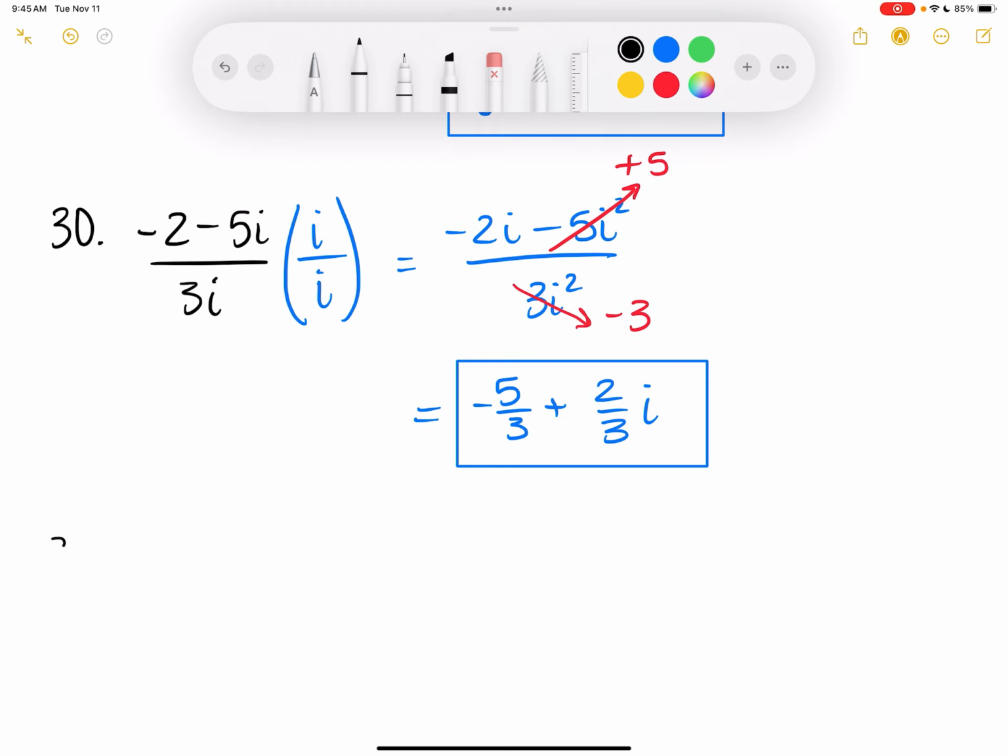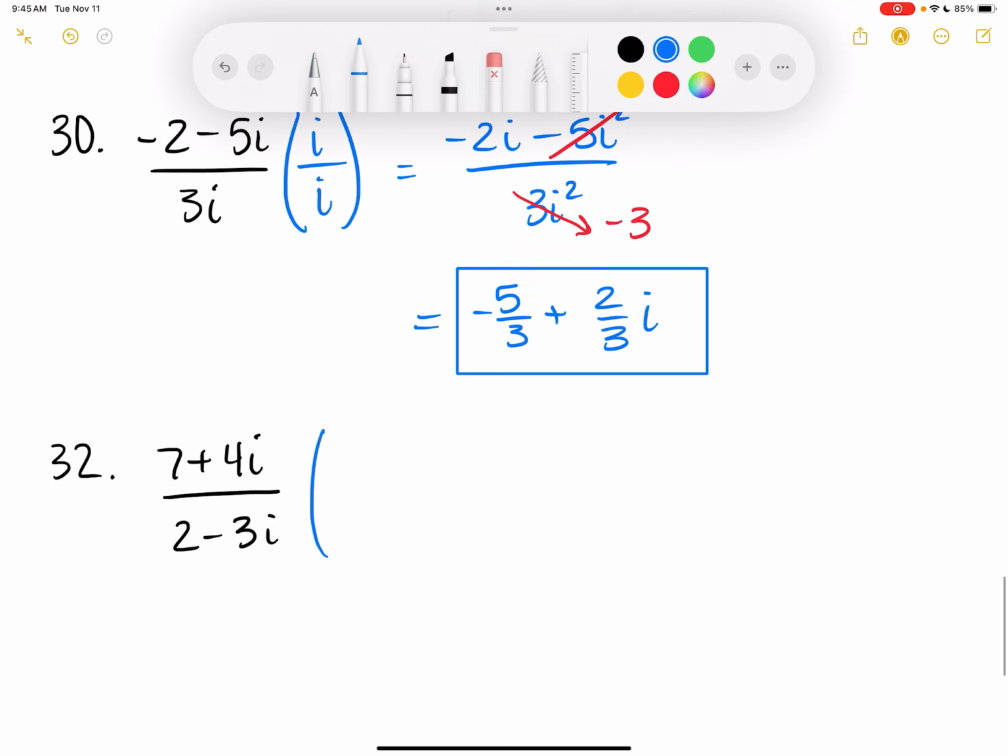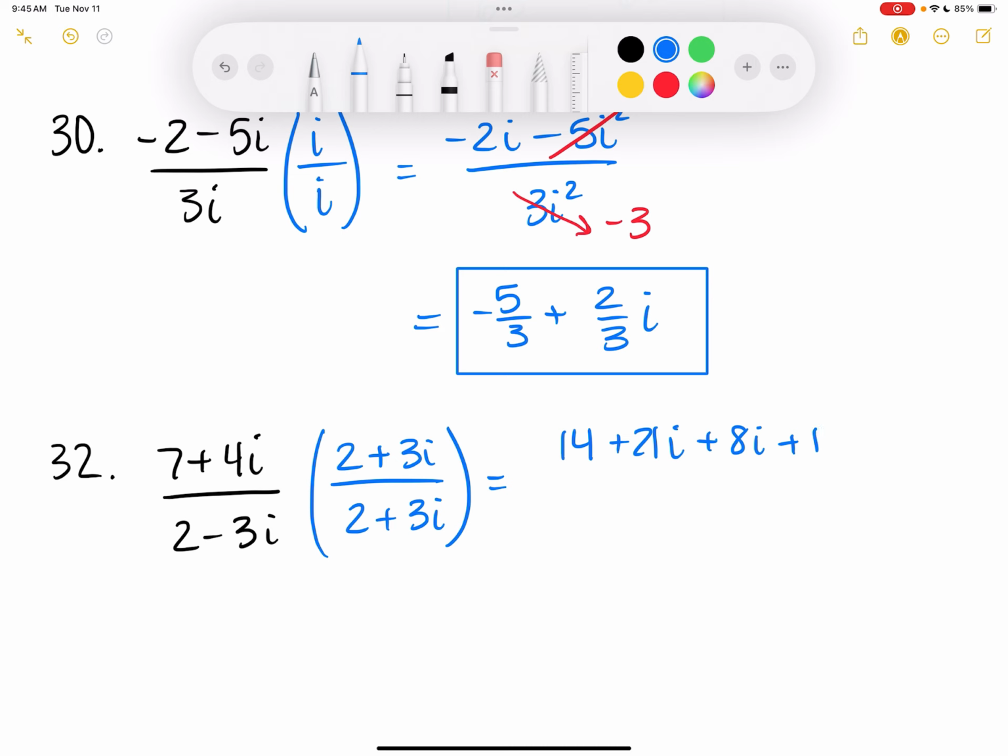32. 7 plus 4i over 2 minus 3i. Alright, what's my complex conjugate? 2 plus 3i. So you have to FOIL the top. The bottom is a difference of squares. On top, I get 14 plus 21i plus 8i plus 12i squared.